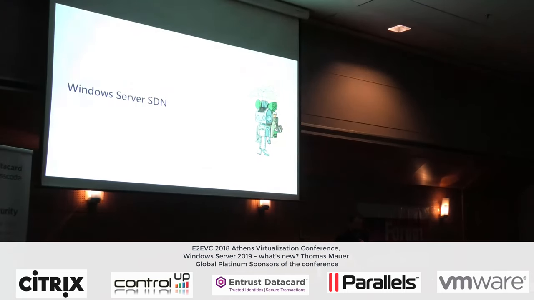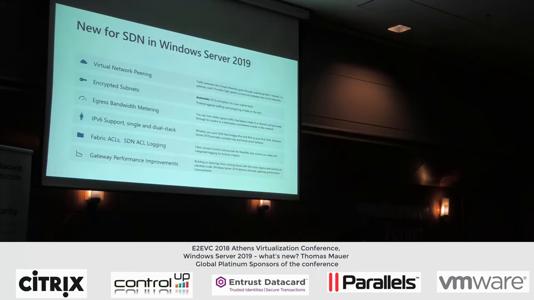Then we got a lot of software-defined networking improvements. I want to go really quickly through that, because I'm not sure if someone has deployed SDN with Windows Server. They are very cool features. They bring basically Azure technology back to Windows Server and do encryption of subnets and things like that. The biggest one here, I think, is the dual stack support. You can now use SDN with IPv4 and IPv6 at the same time. Before, you had to basically choose which one you wanted, so you could not run IPv6 on the same virtual network.